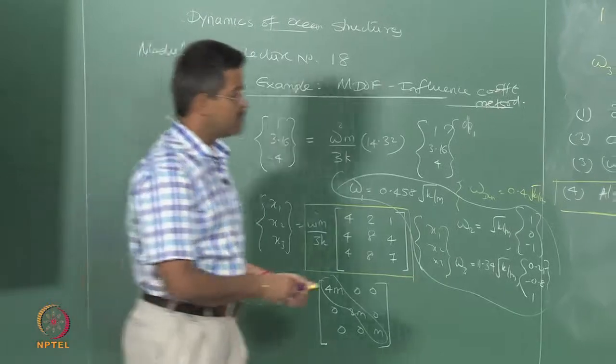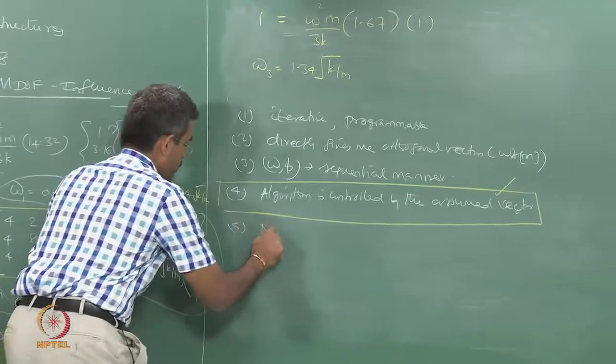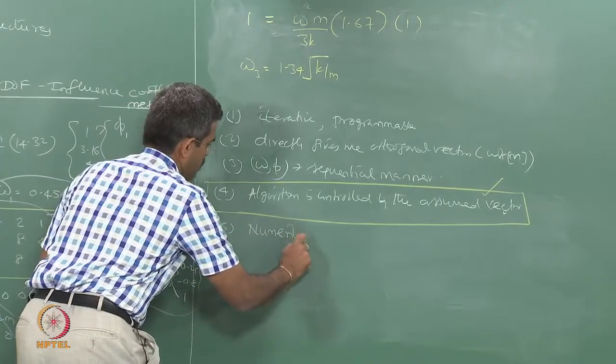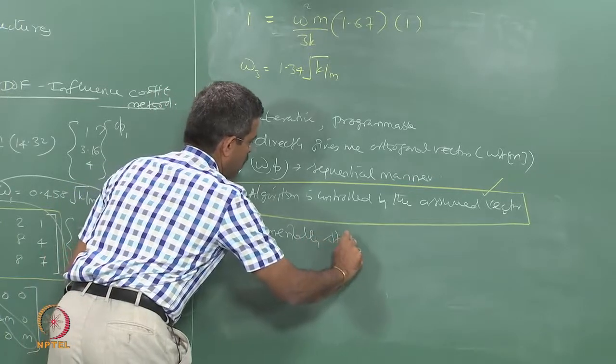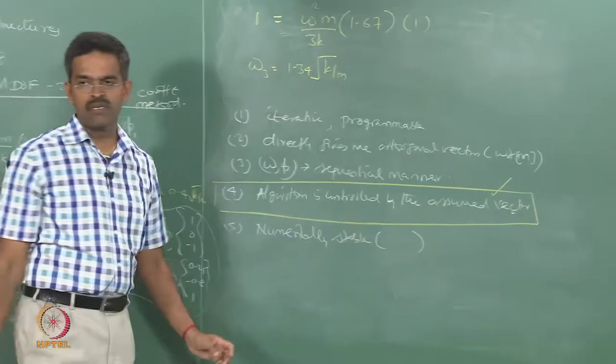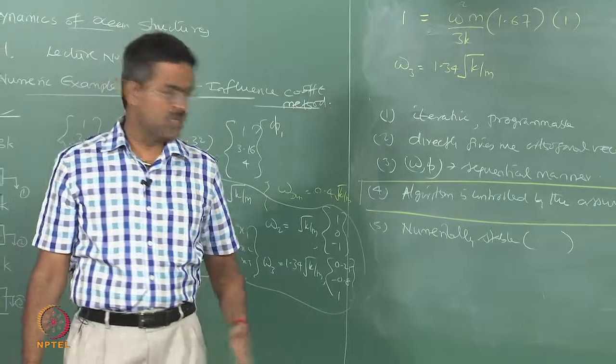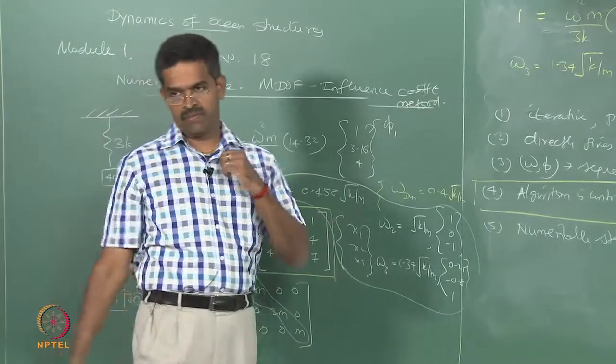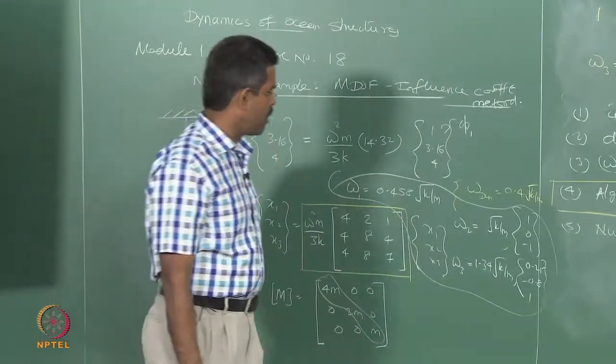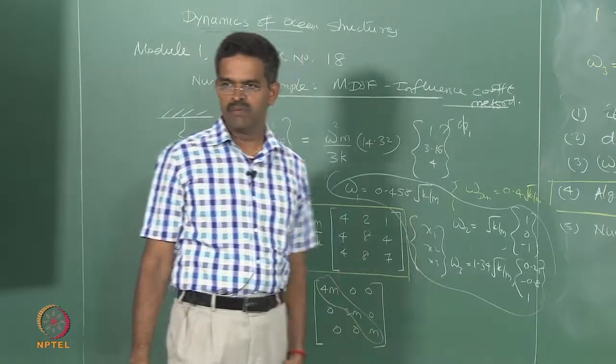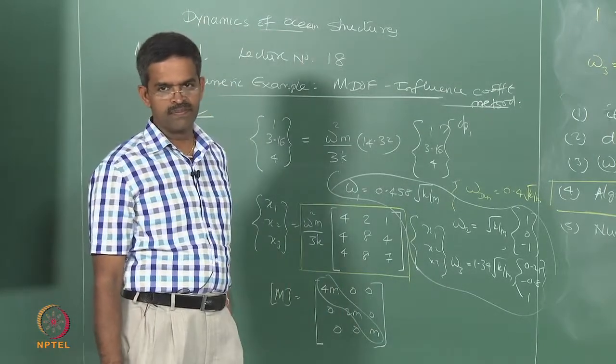Okay. This method is highly numerically stable. Can you tell me why? The main reason is this method does not invoke an inverse of a matrix or inversion, it is only multiplying a matrix. So, any method which does not ask for an inversion is always stable as far as matrix algebra is concerned. Okay.